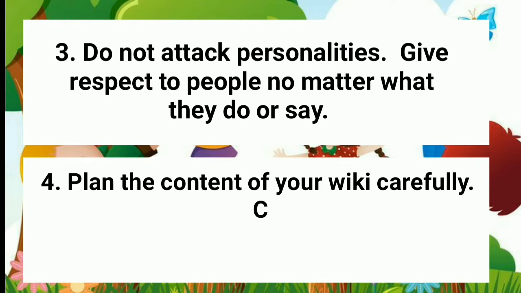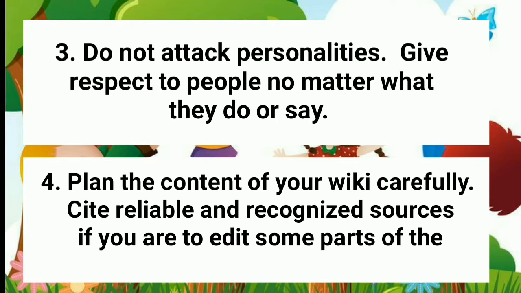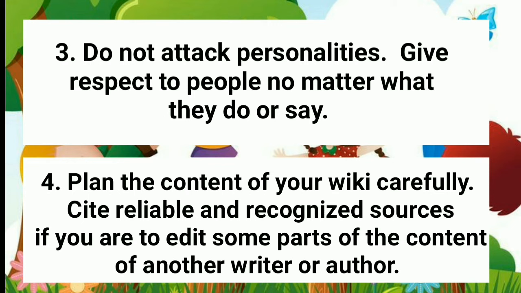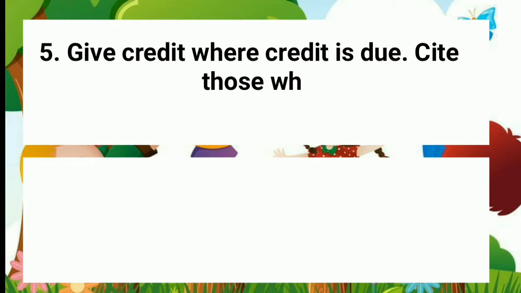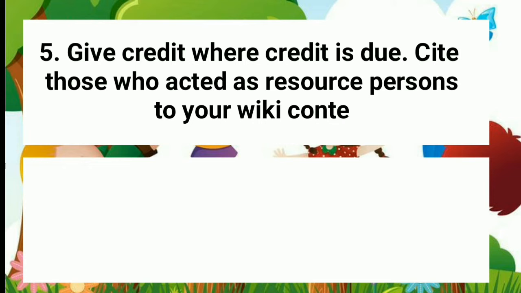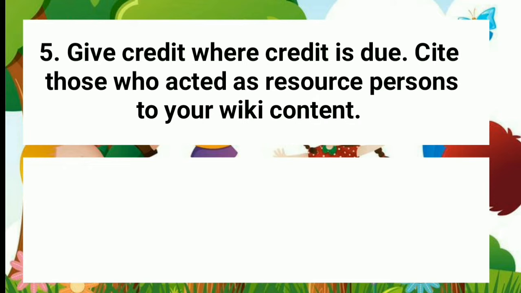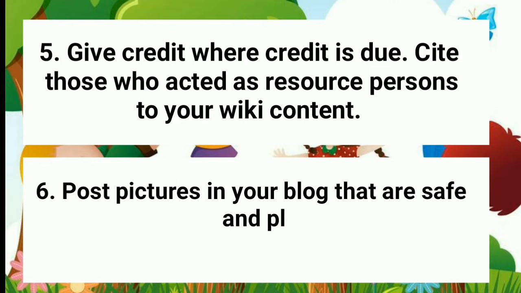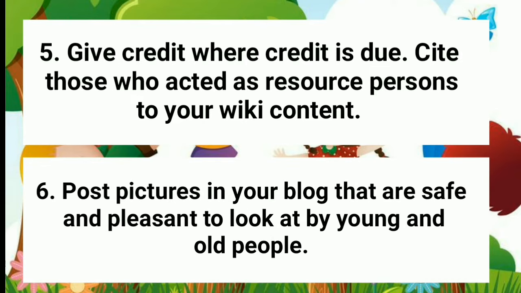Plan the content of your wiki carefully. Cite reliable and recognized sources if you are to edit some parts of the content of another writer or author. Give credit where credit is due. Cite those who acted as resource persons to your wiki content. Post pictures in your blog that are safe and pleasant to look at by young and old people.